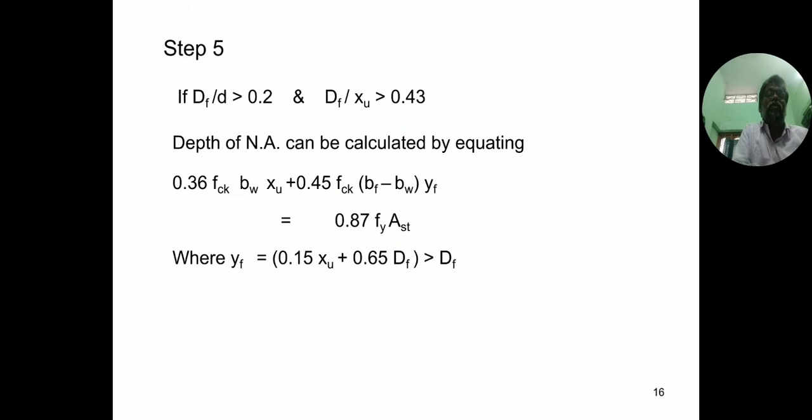YF is equal to 0.15 XU plus 0.65 capital DF, which must be more than DF, where YF is equal to 0.15 XU plus 0.65 DF. This formula is available in the code, Annexure 2.2.